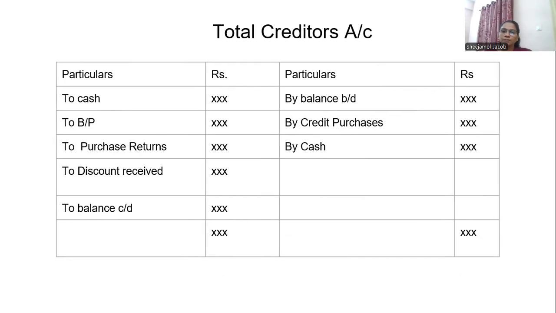The next account to be prepared in the single entry system is the total creditors account. It is a liability, so we are starting with the by balance brought down. Then to cash, that is cash paid to creditors. Then to bills payable, the balance of the bills payable account. If there is any purchase return, that should be debited. Discount received is to be debited, and the closing balance is to balance carried out. If there is any cash paid to creditors, it is to be recorded as by cash. And the balancing figure of this account is by credit purchases.